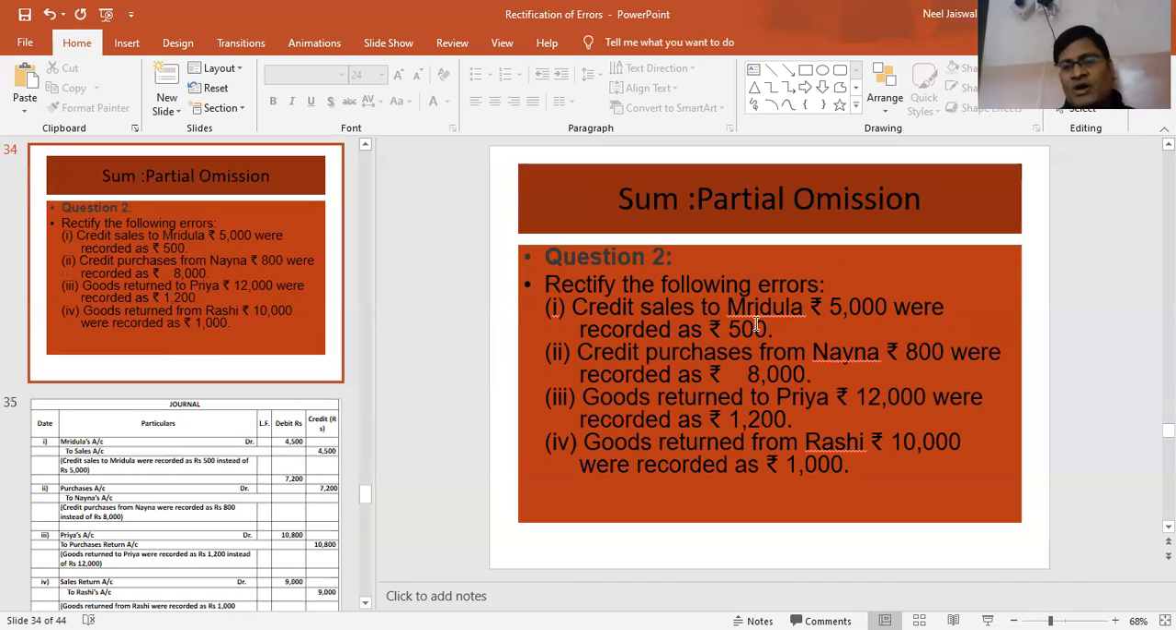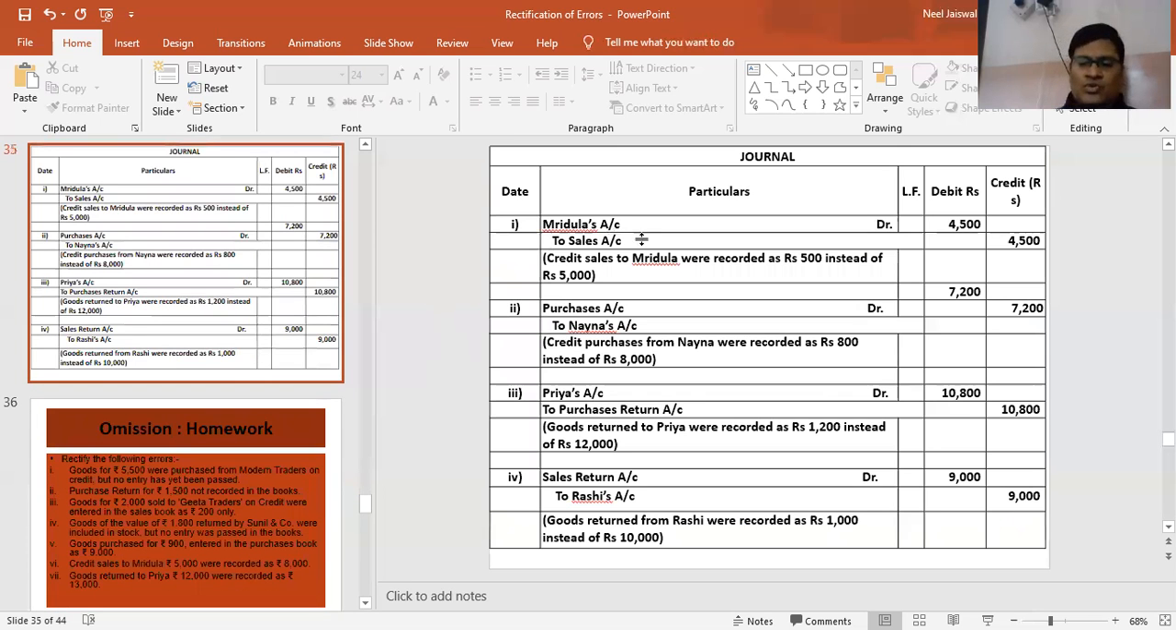Same entry now again, credit sales to Mridula 5,000 were recorded as rupees 500. So you know what to do. The correct entry, the wrong entry, and the rectified entry. What is the correct entry? Correct entry is Mridula account debit to sales 5,000, 5,000. Wrong entry, Mridula to sales, means what you have done, 500, 500. You have to increase Mridula, you have to increase sales. Both you have to increase by 4,500.